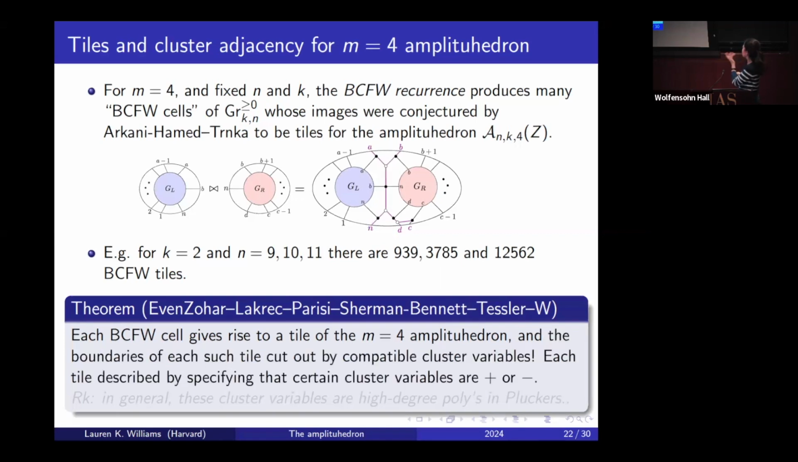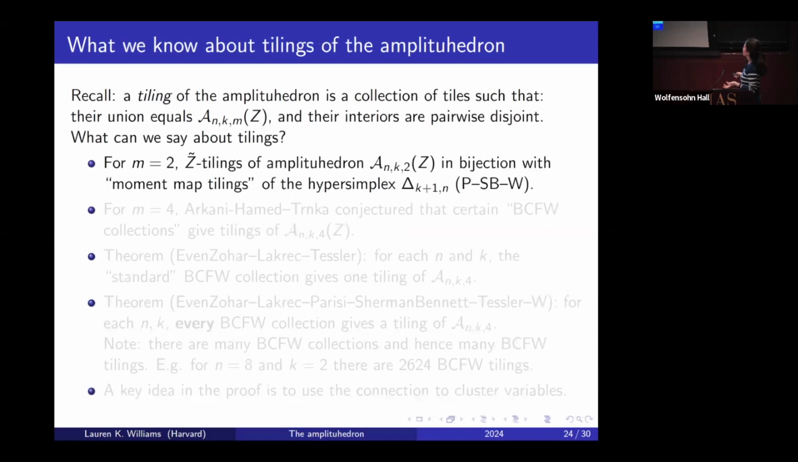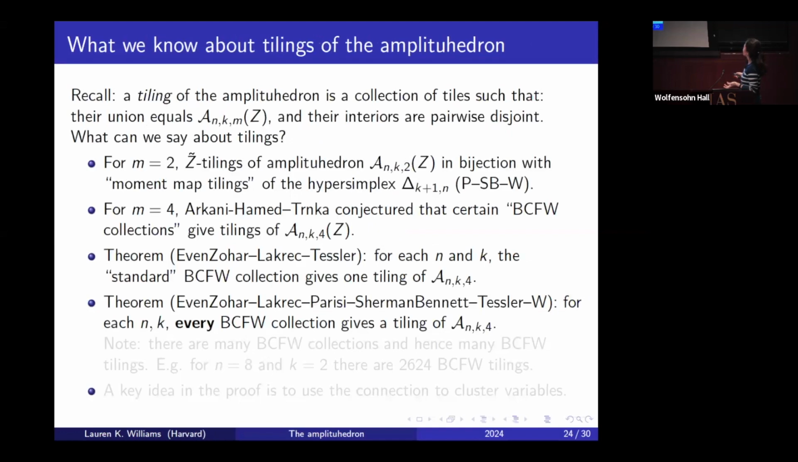But another simple thing I can point out is that one ingredient in showing a tiling statement is showing that all of the BCFW cells map injectively. They had only done it for a very specific collection of BCFW cells, and their arguments didn't extend to show that the amplituhedron map is injective on the other BCFW cells. So that's one thing I can point out.